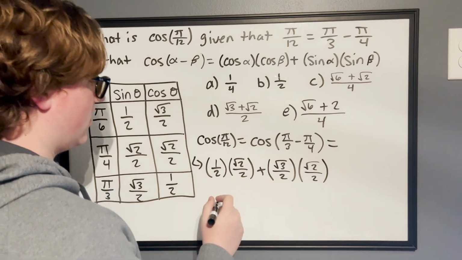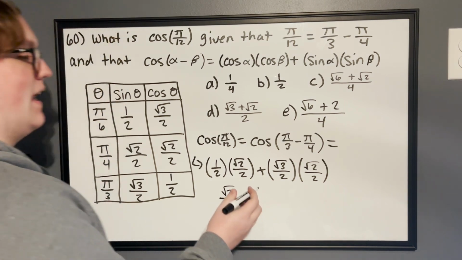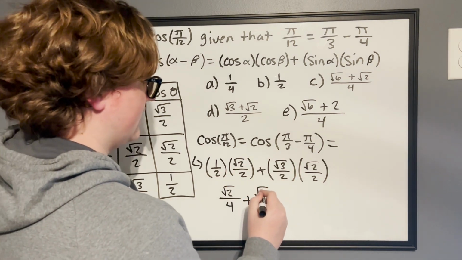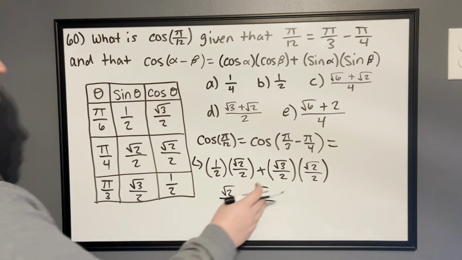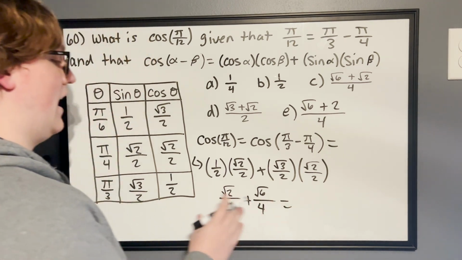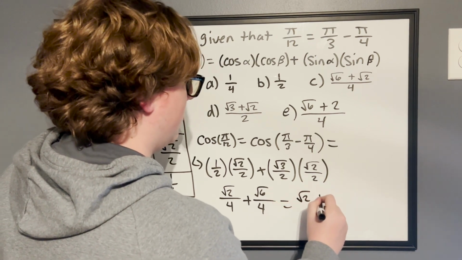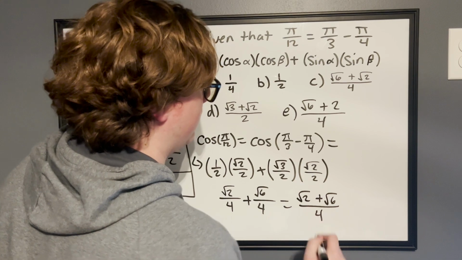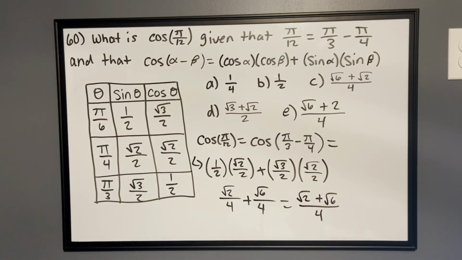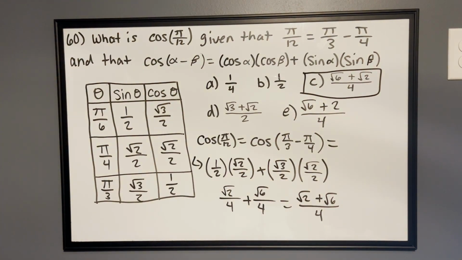So we just multiply straight across, so the top is going to be root 2 over 2 times 2, which is 4. We're going to add that to root 3 times root 2, which is root 6, because we can multiply like that with square roots, over 2 times 2, which is 4. Now, since these have common denominators, we can just put them together, and we end up with root 2 plus root 6 all over 4. And that will be our answer, and we see that we have that with option C. Even though the root 6 and root 2 are flipped, that doesn't matter because it's addition, so it doesn't matter what order they come in. So that is going to be it for question number 60.